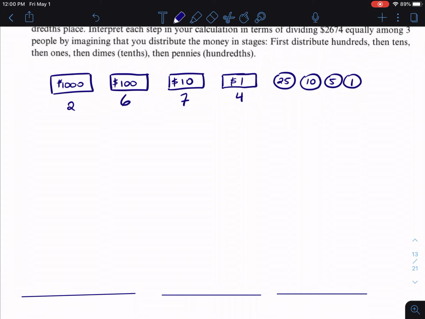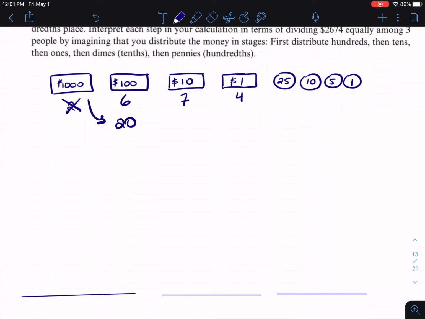Okay. It doesn't look like we will be able to take the 2 $1,000 bills and just easily split them between the 3 people. Instead, what we will probably do is take those $1,000 bills to the bank and make them into 20 $100 bills. So we're going to unbundle the two $1,000 bills, and trade them for 20 $100 bills.